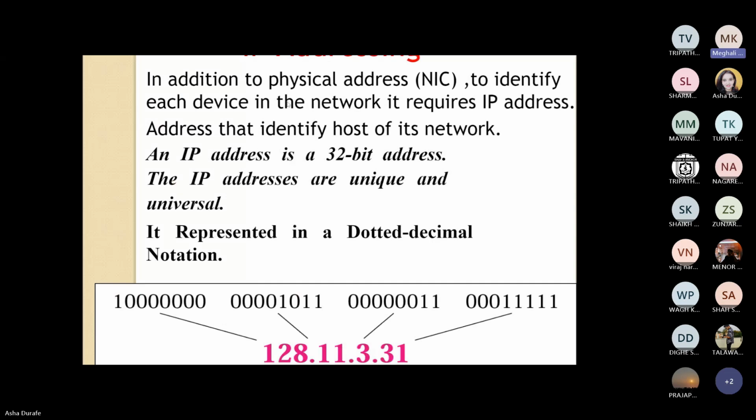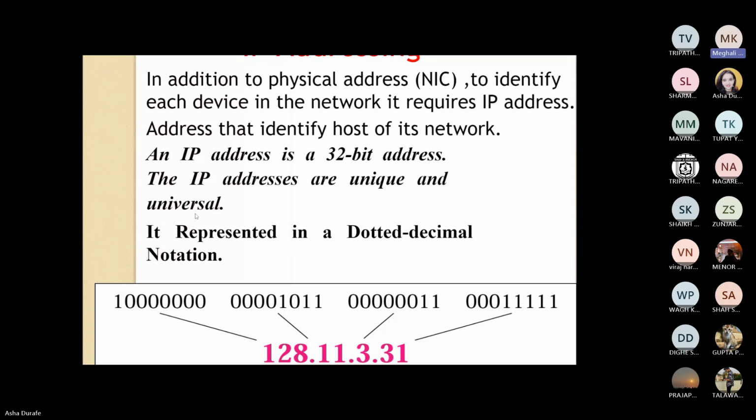So here we'll see the IP addressing scheme. Now we have seen that there is a physical address which we call a hardware address, which is given on the NIC, network interface card. This is to identify each device in the network. It requires a logical address that we call IP address. So the address that identifies the host on its network is nothing but the IP address. It is a 32-bit address, and these IP addresses are unique once assigned logically, and they are universal.